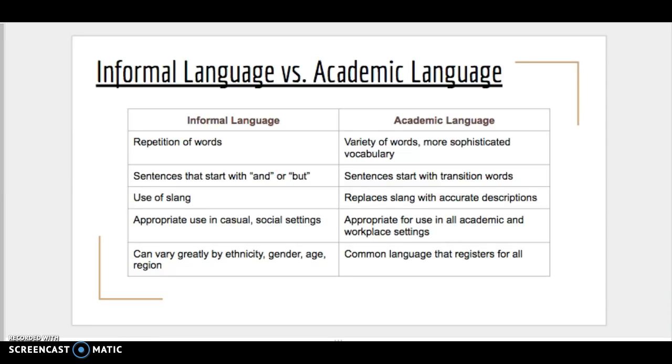And lastly, informal language can vary greatly by ethnicity, gender, age, and region. An example of it differing by region, I don't know if you're familiar with the slang word bloody that is used in the UK. A lot of British people use the word like it's bloody hot outside. A lot of people would understand that means they're trying to say it's really hot outside, but it doesn't always register across all regions. As for academic language, it registers for all. By somebody saying it's very hot, everybody can understand that, yes, it's very hot.